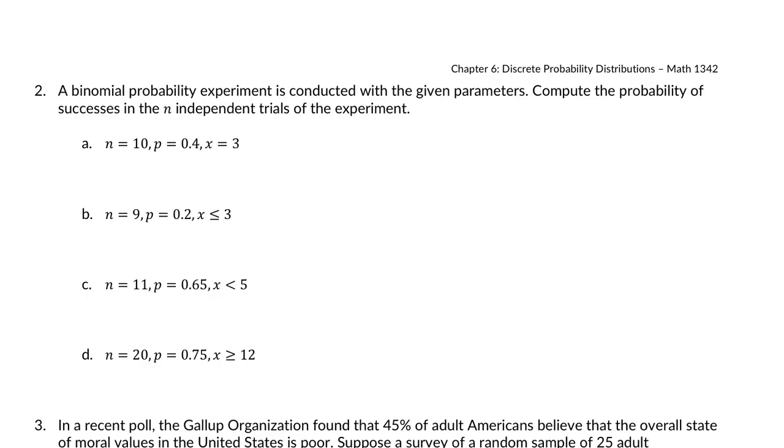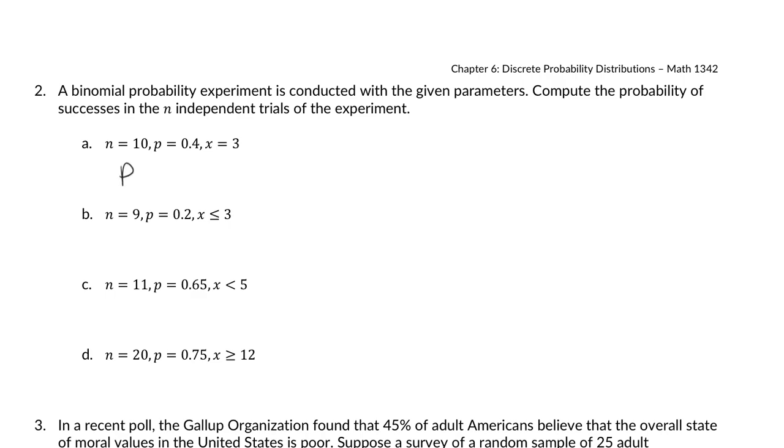A binomial probability experiment is conducted with the given parameters. You're going to compute the probability of successes in the independent trials of the experiment. I'm going to set up the first one with you, but you're going to be in charge of setting up and finding the answers for the other ones. If I was told the number of trials is 10, the probability of success is 0.4, and I want to know the probability of selecting exactly 3, I would set up the following in my Excel.